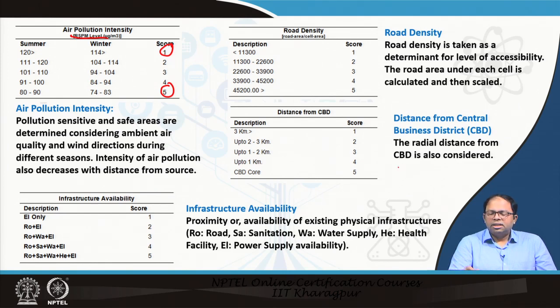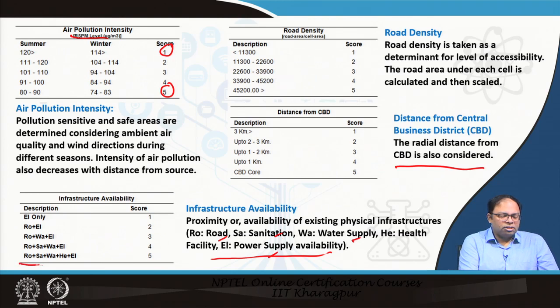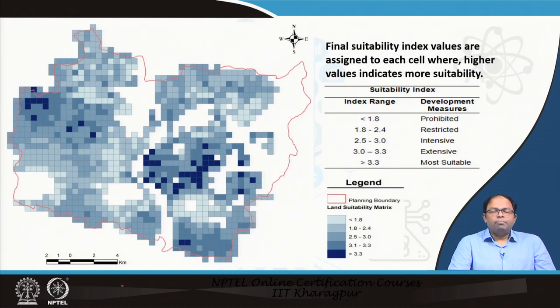And we also considered the distance from the central business district, how far away it is from the central core. We also looked into infrastructure availability. It was a 0 and 1 criteria, where we took whether it was available or not. So, we considered road, sanitation, water supply, health facility, power supply availability. These are the different infrastructure that we considered. Where all the infrastructure was available, we gave it a score of 5, and so on. In this way we created the factor scores, and finally this was the map that was created.